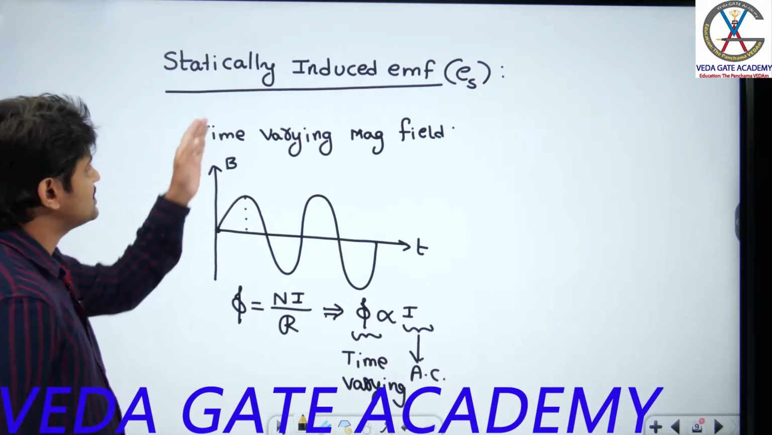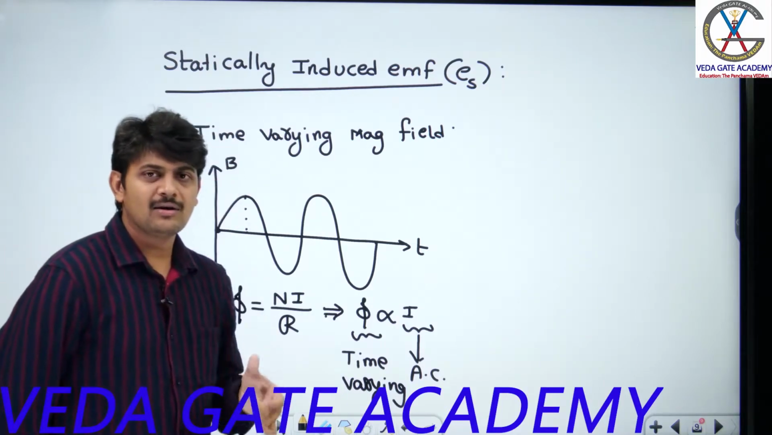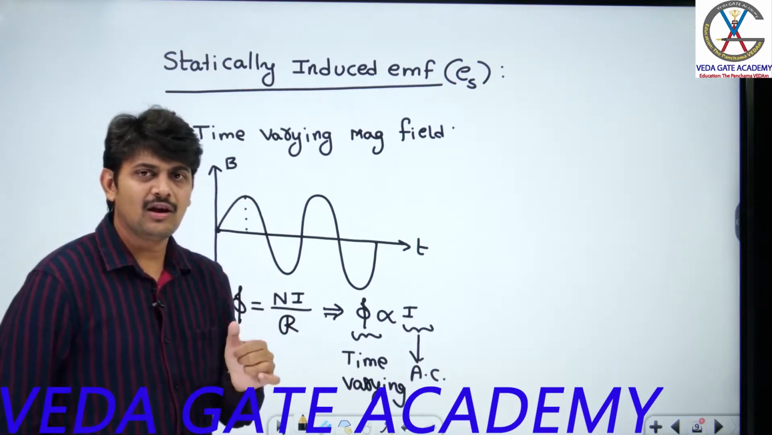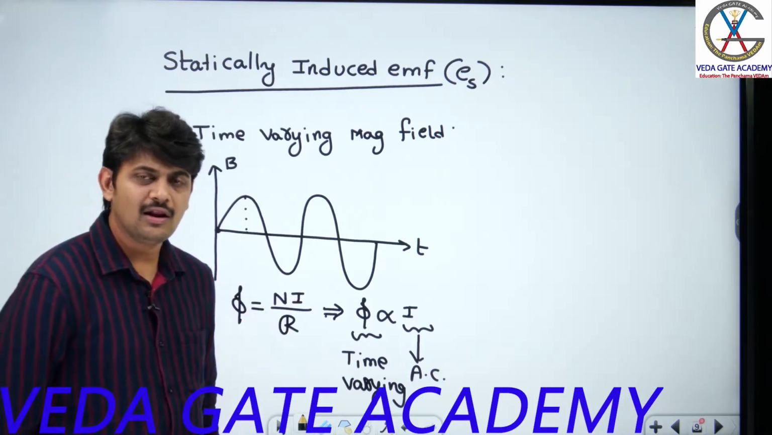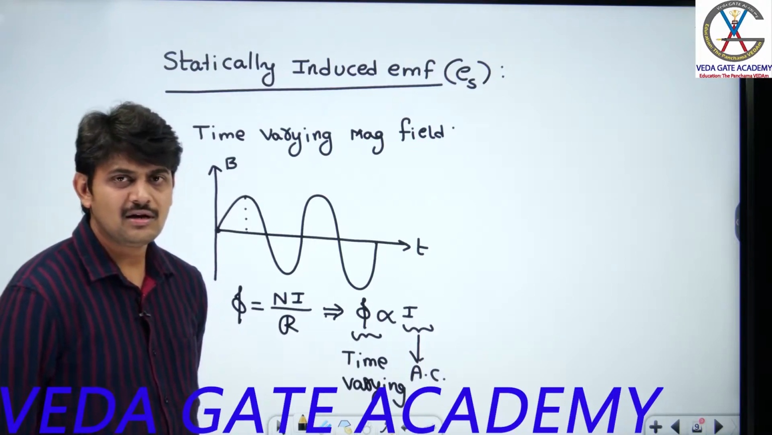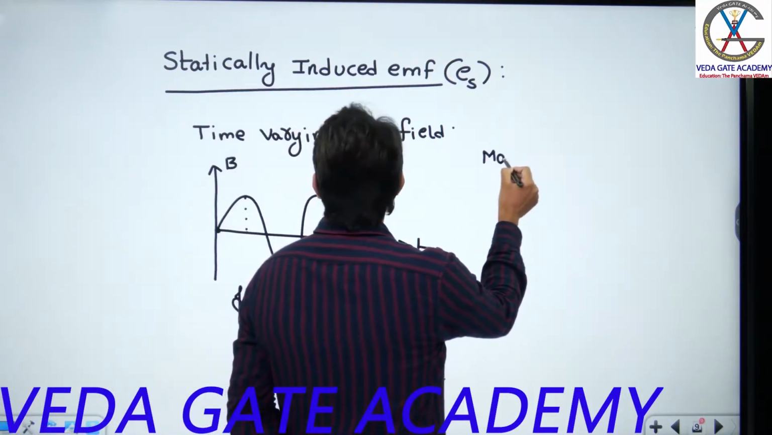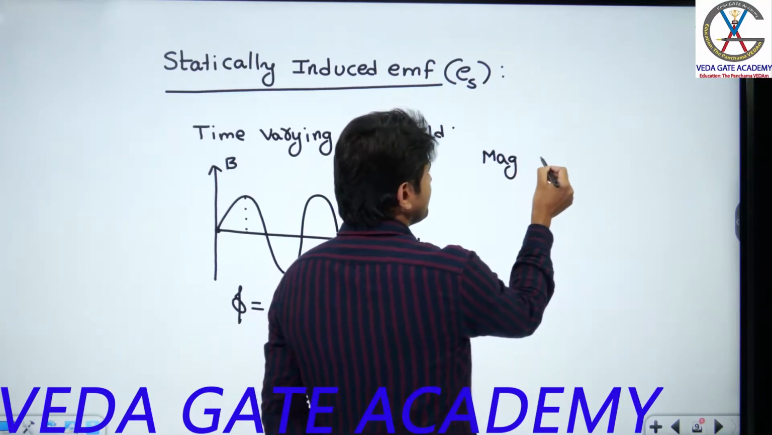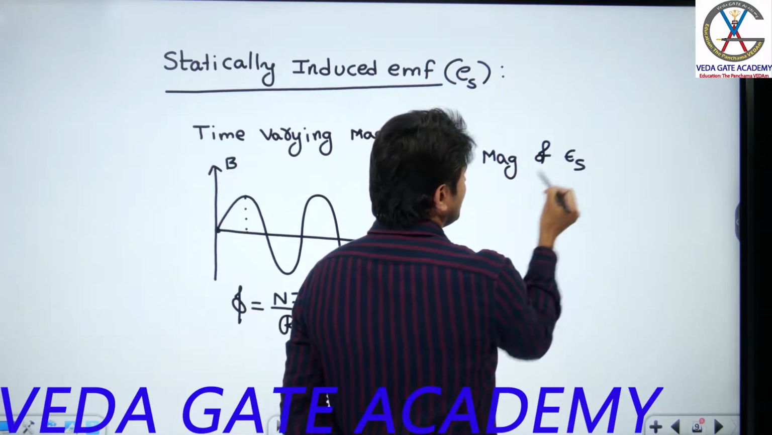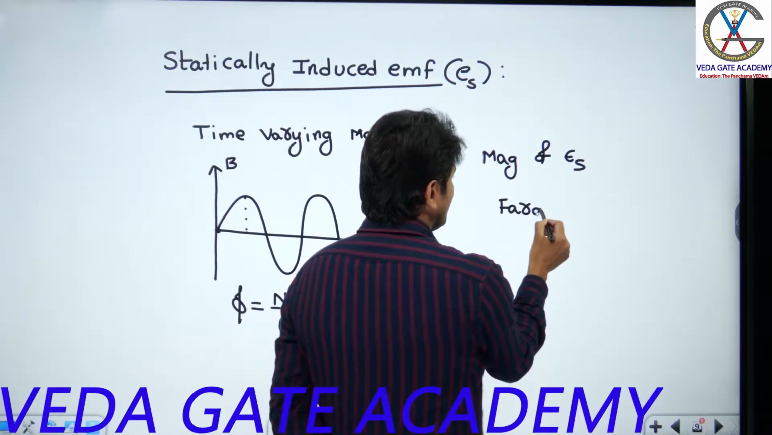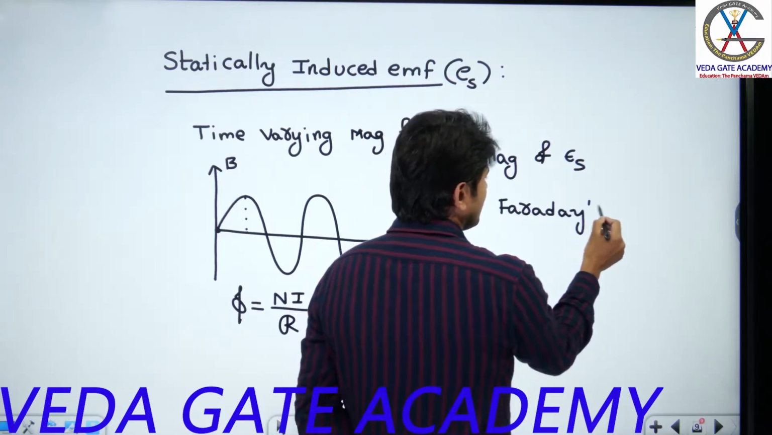If you take a statically induced EMF, whenever a stationary conductor or coil is placed in a time varying magnetic field, then the EMF gets induced across the conductor. The magnitude of that statically induced EMF is obtained by using Faraday's second law of electromagnetic induction.